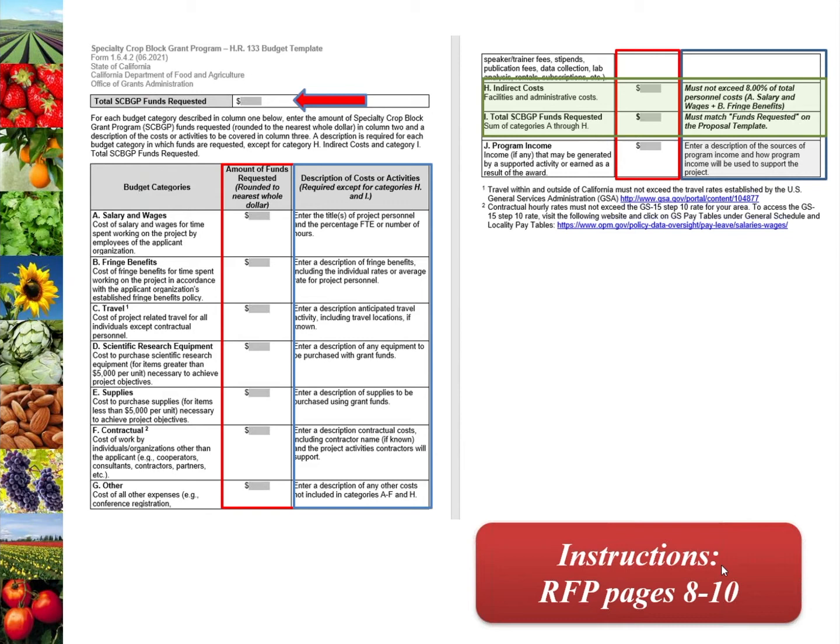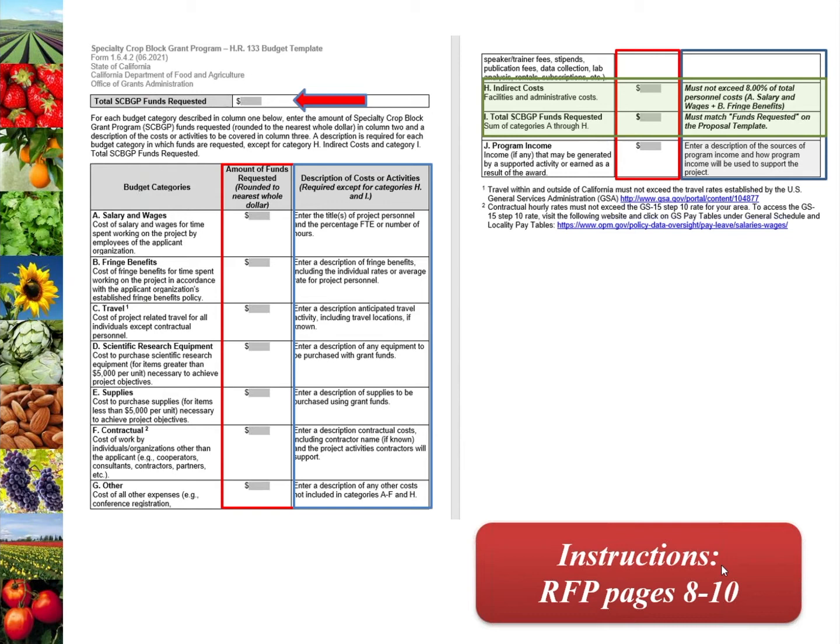In the description of costs or activities column, you'll list the costs or activities to be covered. A description is required for each budget category in which funds are requested, except for category H, which is the indirect cost, and category I, which is the total Specialty Crop Block Grant Program funds requested. We will be going over each budget category, but for instructions on what information to provide in the description, please reference page 8 of the RFP.